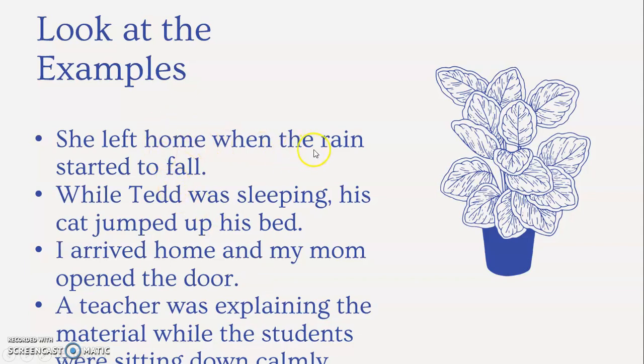She left home when the rain started to fall. Both of the conditions are in past simple. Second one, while Ted was sleeping, his cat jumped up his bed. I arrived home and my mom opened the door. Both of the conditions are in past simple. A teacher was explaining the material while the students were sitting down calmly. The conditions were ongoing together. Tidak saling mengganggu satu sama lain.